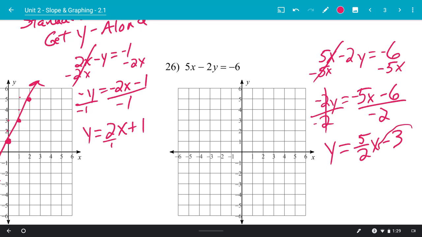What's my y-intercept? Negative 3. What's my slope? 5 over 2. So I'm going to go up 5, 1, 2, 3, 4, 5, and over 2. Good. And there's my line.